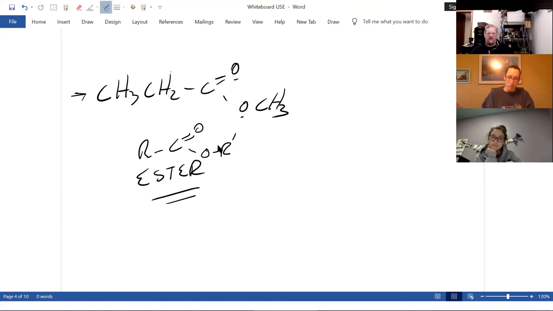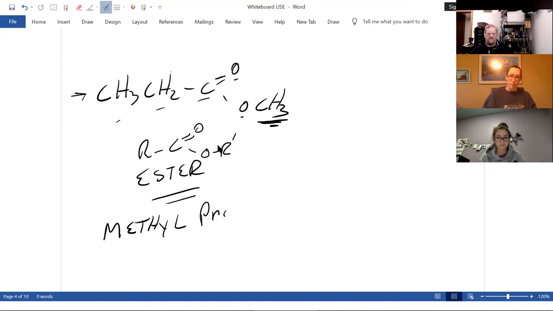How do you name an ester? The R prime you name as an alkyl group and put in front, methyl. Then, if this were an H, what would we call that carboxylic acid? 1, 2, 3, it would be propanoic acid. Drop the IC in the word acid and add ATE. There's no number here, because like an aldehyde and carboxylic acid, the carbonyl carbon of an ester is always number one.